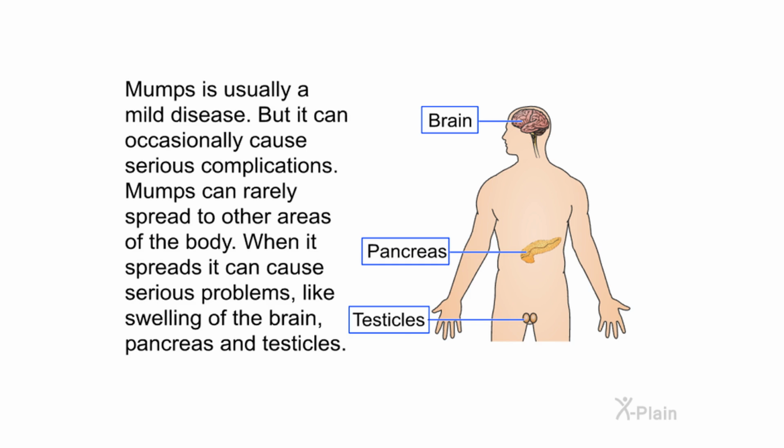Mumps is usually a mild disease, but it can occasionally cause serious complications. Mumps can rarely spread to other areas of the body. When it spreads, it can cause serious problems, like swelling of the brain, pancreas, and testicles.